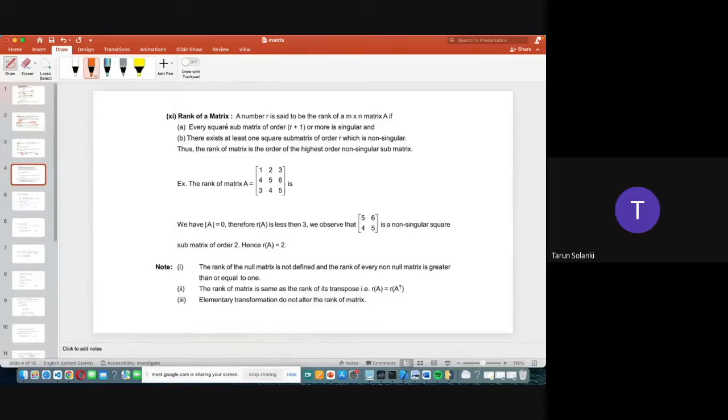Let's see one example. We need to find the rank of a given matrix, which is 1, 2, 3, 4, 5, 6, and 3, 4, 5. Here we have modulus A equals 0. So rank of A is less than 3. We observe that 5, 6, 4, 5 is a non-singular square submatrix of order 2, right? So here the rank of the matrix will be 2 because it is a 2 into 2 matrix. I hope with this example you got it.